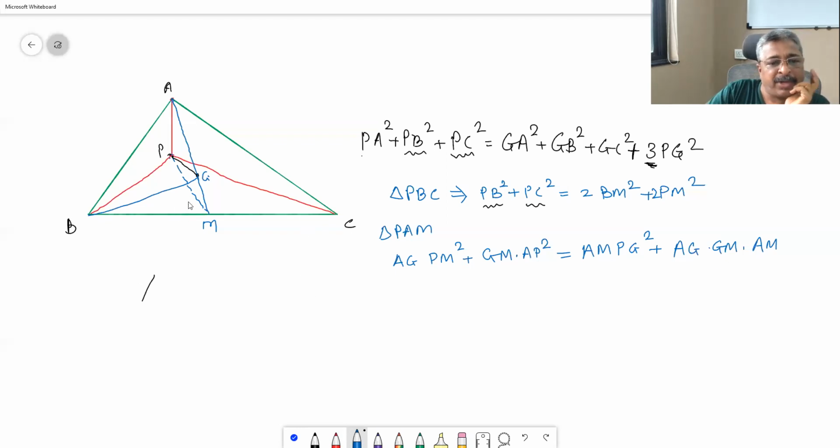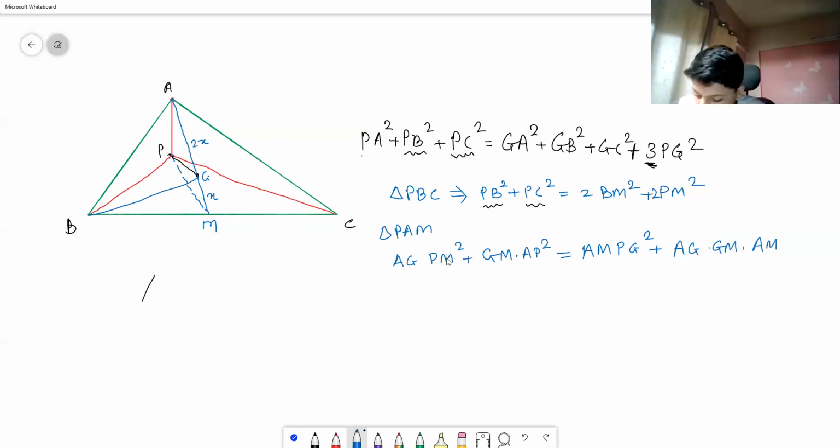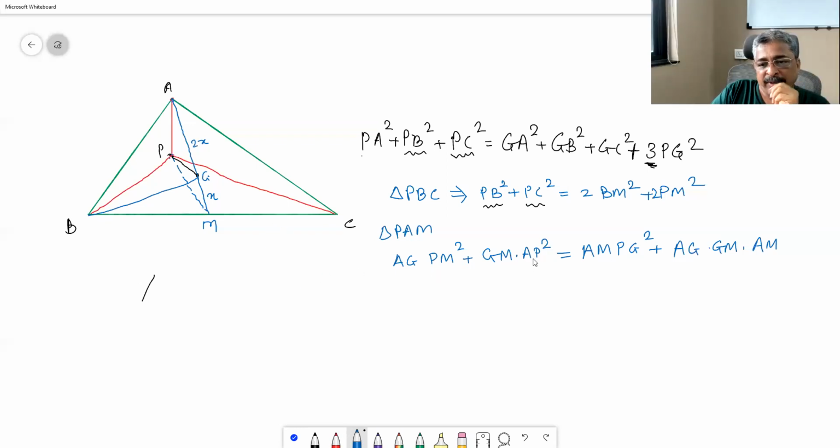Now, to simplify our calculations, let us call GM as small x. Therefore, AG is going to be 2x. And we are interested in PA square, therefore we divide everything by GM. So, PA square. Now, these are some skills which you need to develop very quickly. PA square you want, so you have PA square here, plus AG upon GM, since I am dividing throughout by GM.